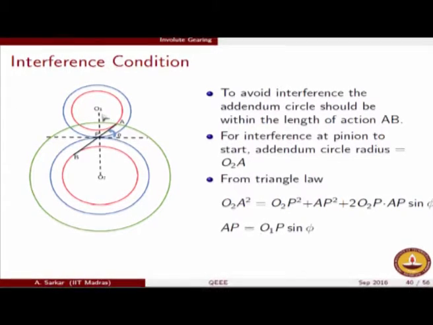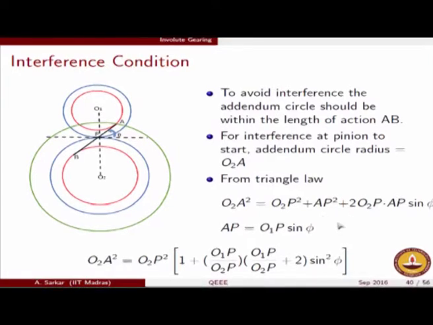So the angle between the radius of the base circle at the condition of tangency and the radius of the pitch circle, they will form the same angle, which is the pressure angle. So now you will have this condition that AP is equal to O1P sine phi. Now if you do a little bit of manipulation and simplification, you will see that all that I have to do is change AP to O1P sine phi and then relate O2P and O1P, which is done in this way.